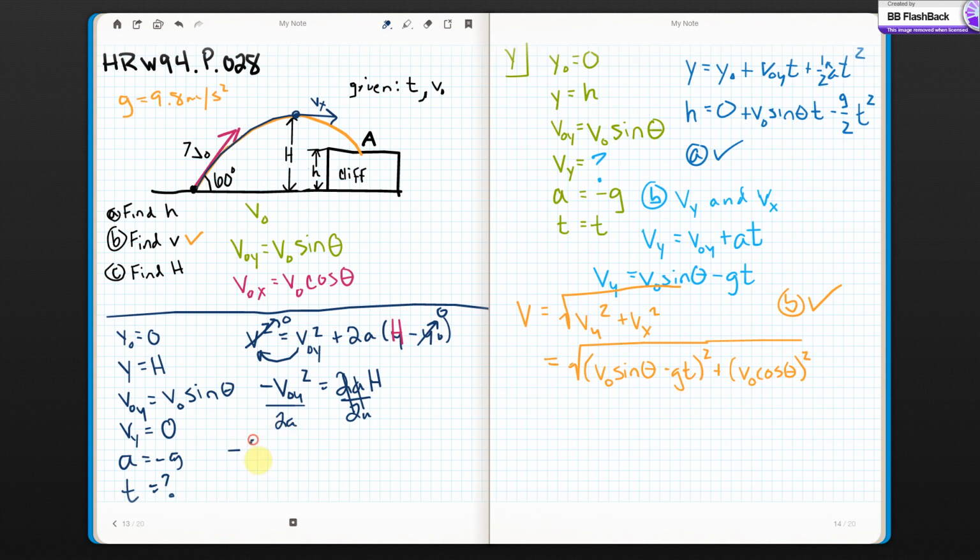So negative v naught sine theta, squared, over 2 times negative g, so I get negative 2g, which means these basically cancel out. It gives me h. So that will be a positive number in the end, which is good because we are above the ground, so it should be positive. And that gives us part C, and we're done. Yay!